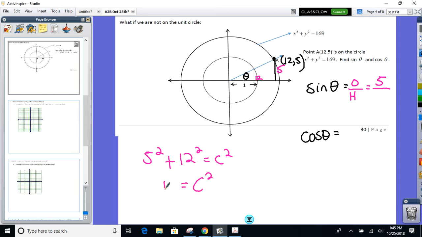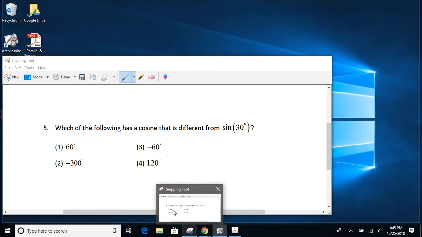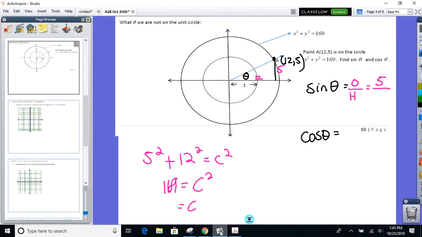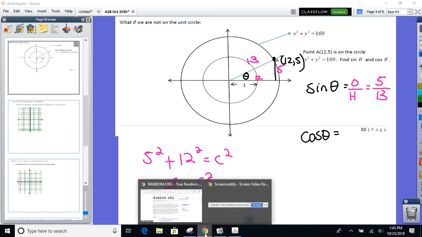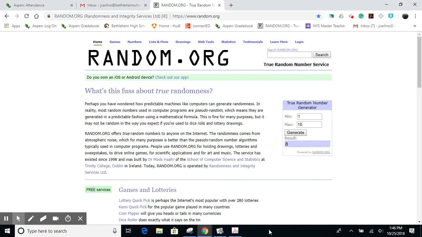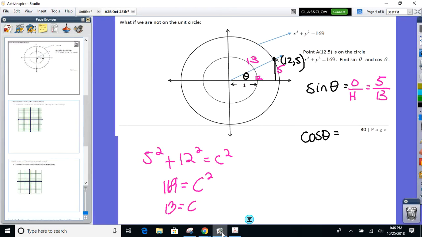Should have c squared as 169. So the value of c, 13. Yep. Oh, calm down. 13. So the sine is 5 over 13. Cosine. What do we use SOHCAHTOA for cosine? Yes. Leave it as 5 over 13. Good question. Thank you.